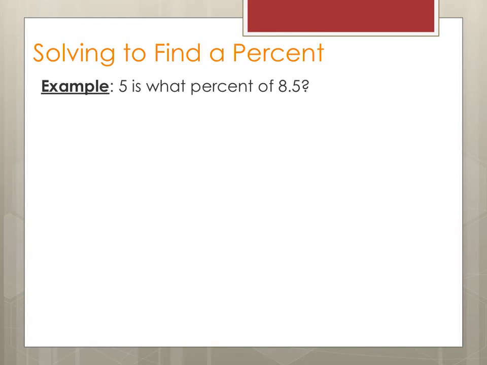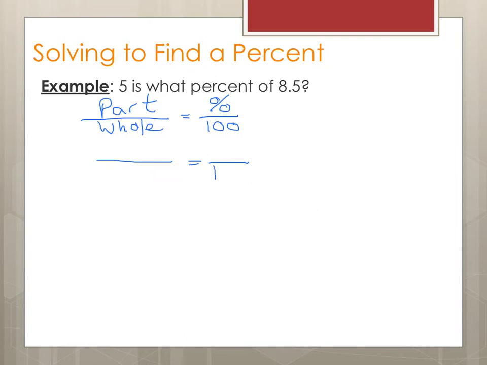Now we'll solve to find a percent. 5 is what percent of 8.5? Okay, so remember, part over whole equals percent over 100. Plug in everything that we know. 100 is always on the bottom right over here. The percent is our unknown. It asks for what percent, so we'll use our variable x here. The whole is the of number of 8.5, our whole, and 5 is the part of that whole.